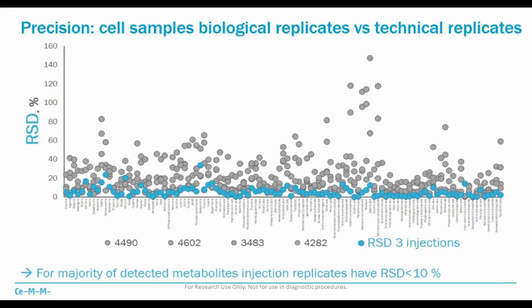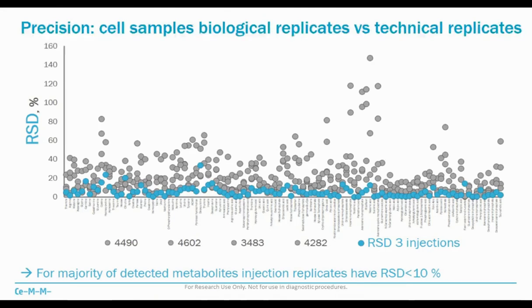Also, we looked at precision, meaning how the biological replicates compare with technical replicates. What you want to see is that the technical repeatability is better than biological repeatability. Here I plotted the RSDs of 4 cell lines, where we had 3 biological replicates per cell line, and then I have RSD plotted in blue for 3 repeated injections.